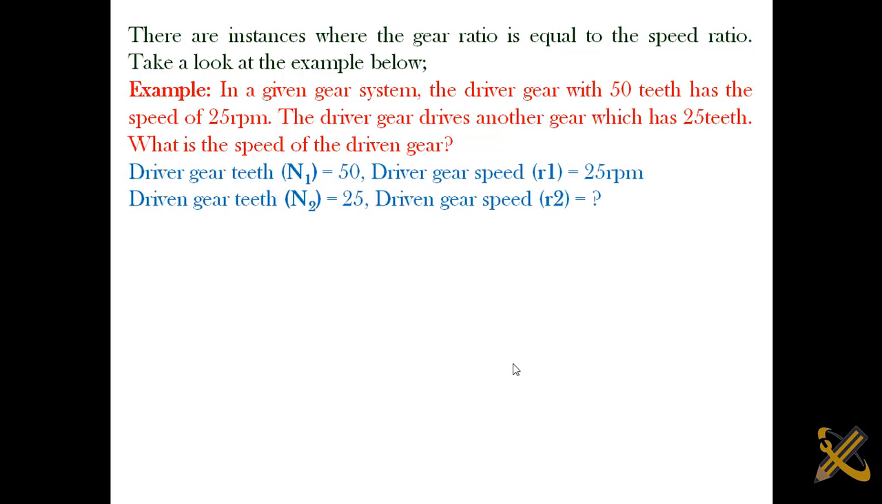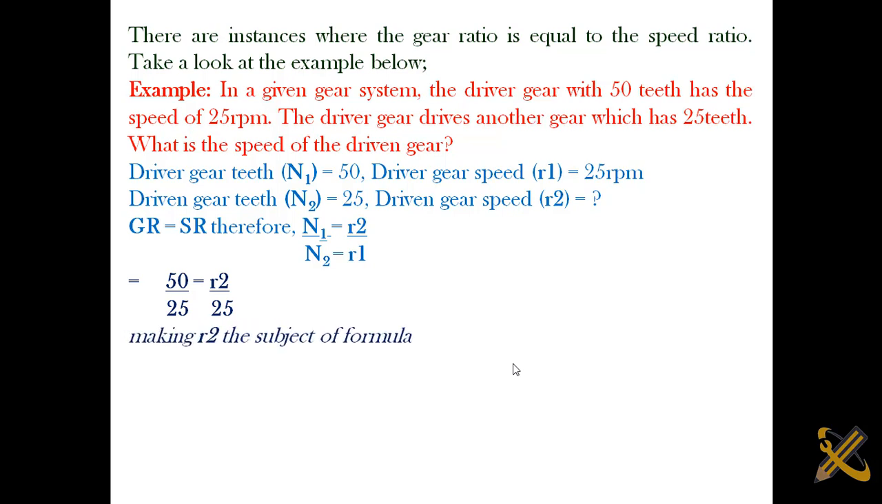Driver gear teeth N1 is 50, while the driver gear speed is 25 revolutions per minute. The driven gear teeth is 25 teeth, while the driven gear speed is unknown. Applying that formula, N1, that is driver gear teeth, over driven gear teeth equals driven gear speed over driver gear speed. We are going to make R2 the subject of the formula. So we have this, then our final answer is 25. As you can see, the gear ratio here is 25, while the speed ratio is also 25. So the driven gear ratio is 25 and the driven gear speed is also 25. So that is that about that.